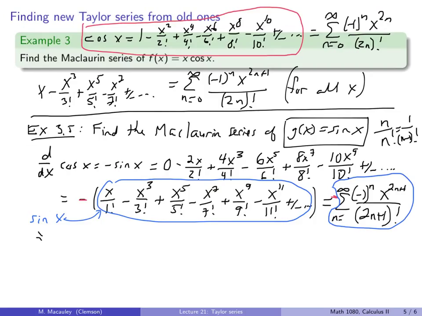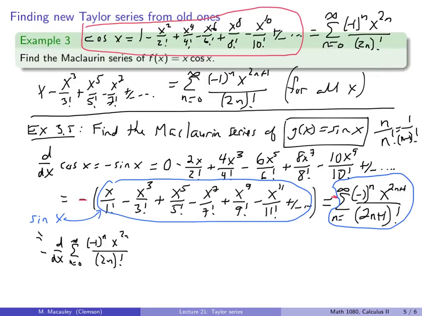okay, so the derivative of this is negative sine of x. So sine of x should be negative times the derivative of that. Okay, so sine of x is negative times dx of the sum from n equals 0 to infinity of negative 1 to the n, x to the 2n over 2n factorial.